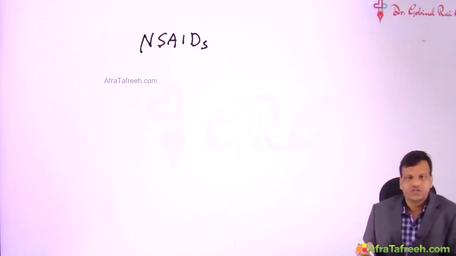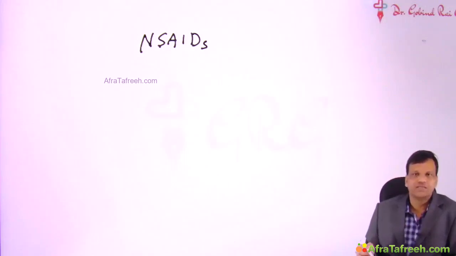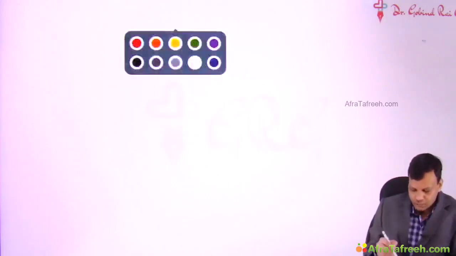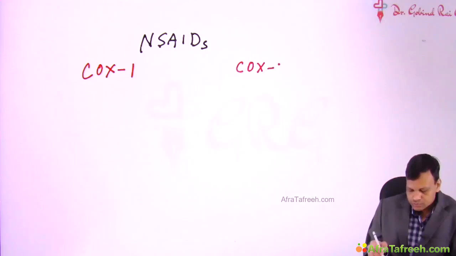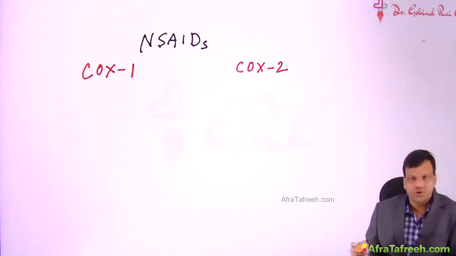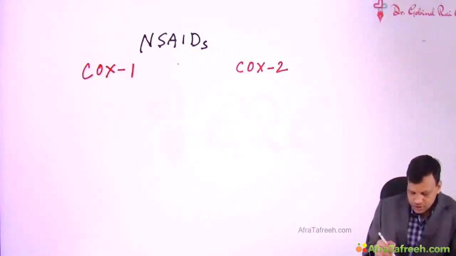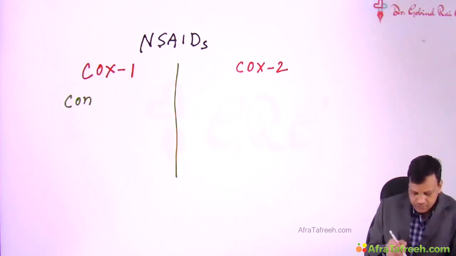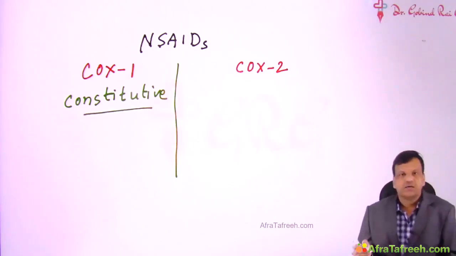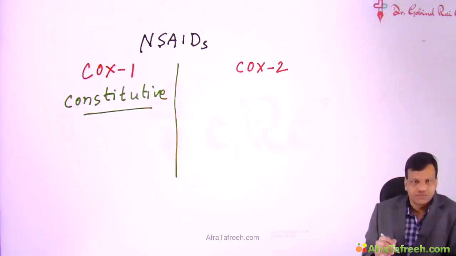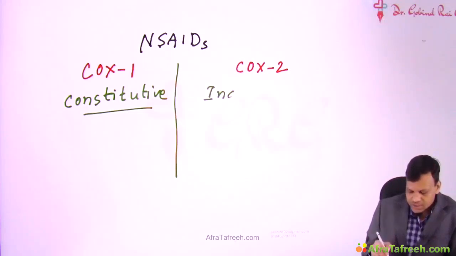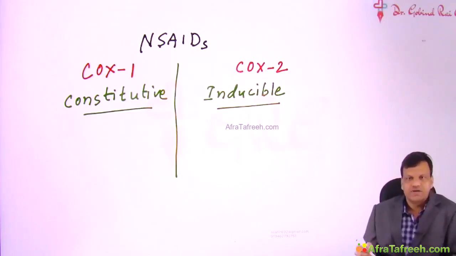Now we discussed non-steroidal anti-inflammatory drugs act by inhibiting the cyclooxygenase enzyme, and we have two types of cyclooxygenase enzyme, COX-1 and COX-2. The basic difference between the two is important to remember. COX-1 is a constitutive enzyme or housekeeping enzyme. The meaning of this is the prostaglandins which are normally required in the body are produced by COX-1. Whereas COX-2 is an inducible enzyme.